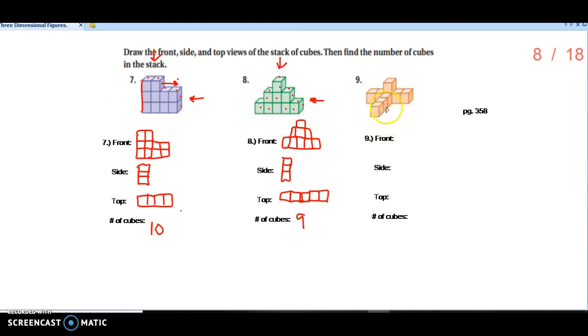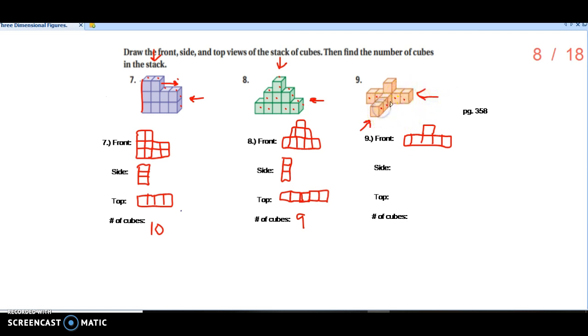Okay, over here, front. Okay, so we're looking at it from this direction. There's 2 to the left. There's 1 in the middle. There's 2 more to the right of it. So we've got 5 in total along this bottom kind of stack here. Okay, and then there's 1 more on top in the middle, like that. So if we're looking at it this direction, all of these would be in a line, and then 1 on top.